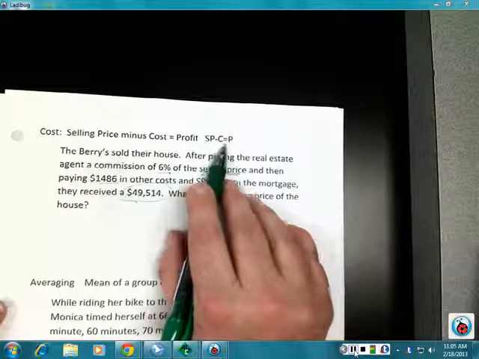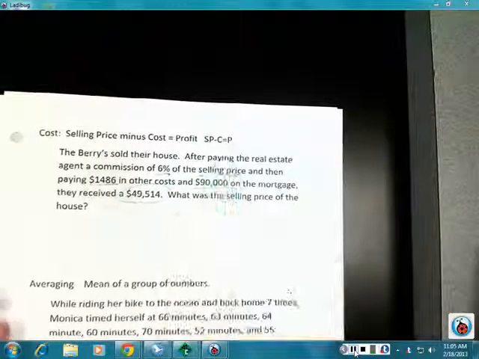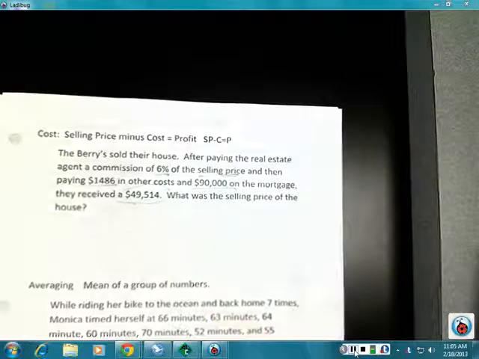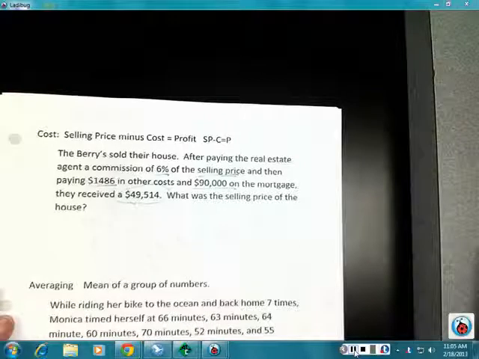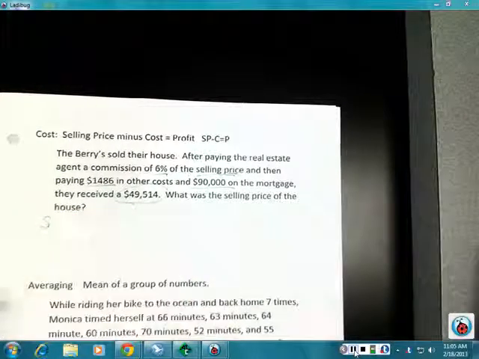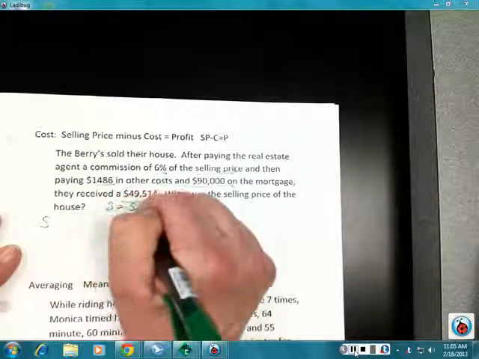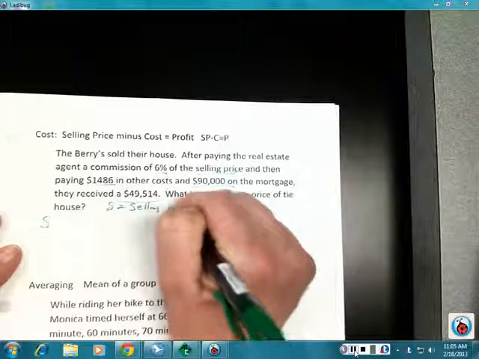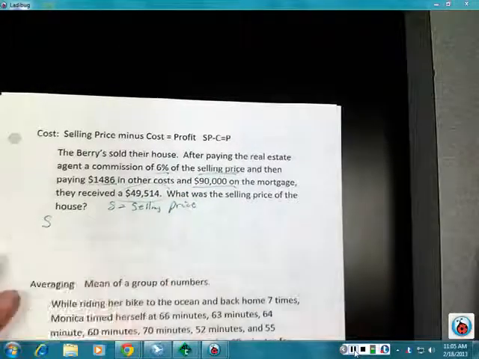Selling price minus the cost equals what they get back, their profit. So, do I know anything about the selling price? What did they sell the house for? No idea on the selling price. Okay, so S equals selling price. The selling price is what they sold the house for.